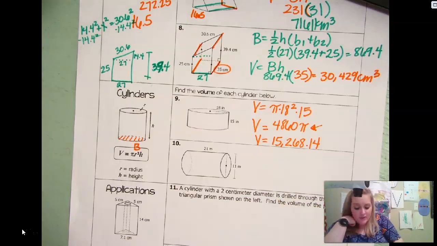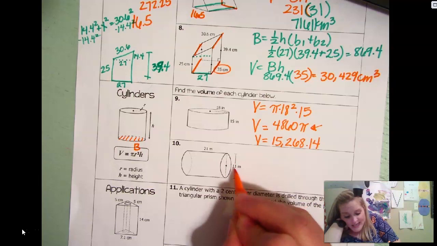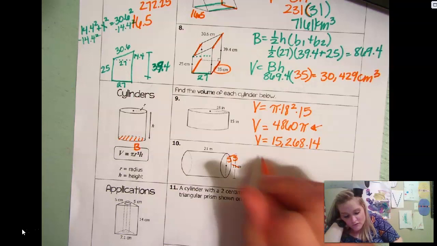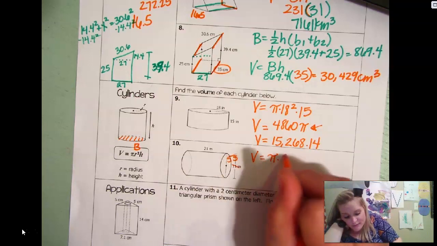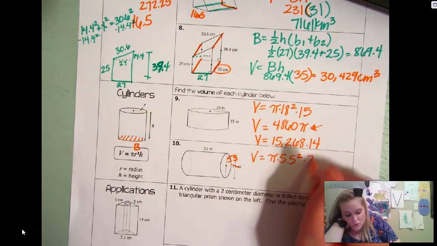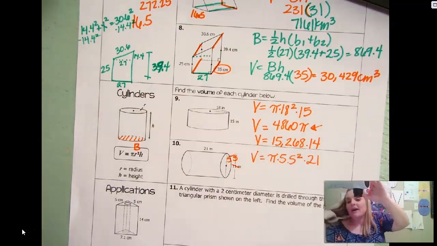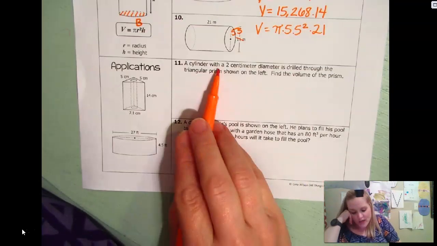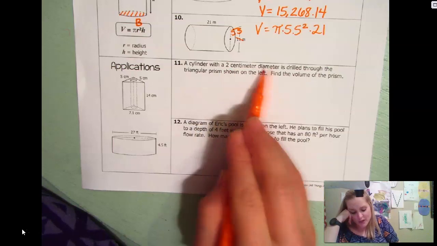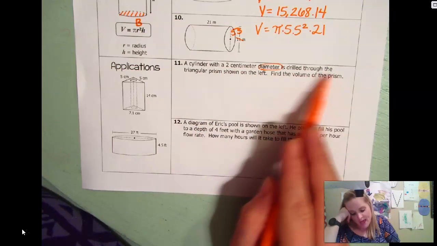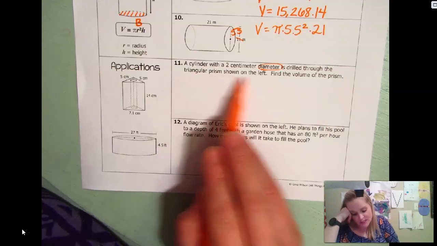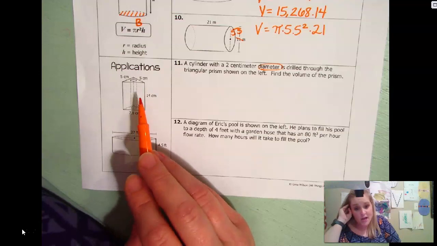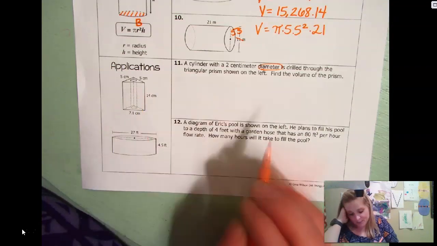Okay. For this one, they gave you the diameter, so you have to take half of that. Half of 11 is 5.5. So then you're just doing volume equals pi times 5.5 squared times 21. Okay. Now, application. Down here on the applications one, it says a cylinder with a 2 centimeter diameter is drilled through a triangular prism shown to the left. Find the volume of the prism. So what we have to do is find the volume of the triangular prism and then subtract out the cylinder. All right, so here we go.